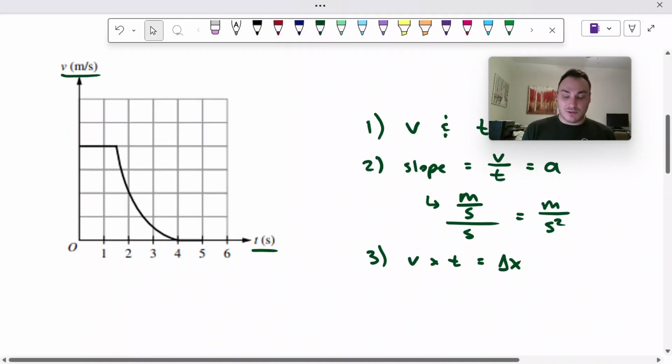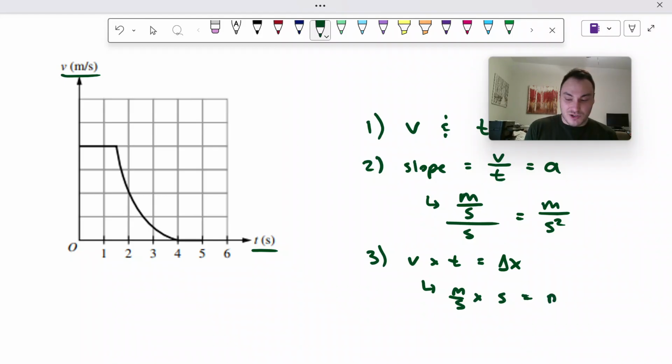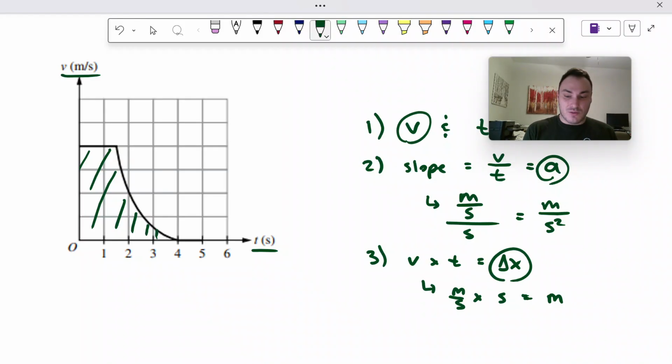The units tell us this as well. Velocity is meters per second, times that by seconds, and we just get meters, the unit of position. So if we take the area under this curve, that area, we can get the displacement of whatever object is being graphed. So there are 4 things that we can get from this graph. We can get acceleration, we can get displacement, we can get velocity, and we can get time.